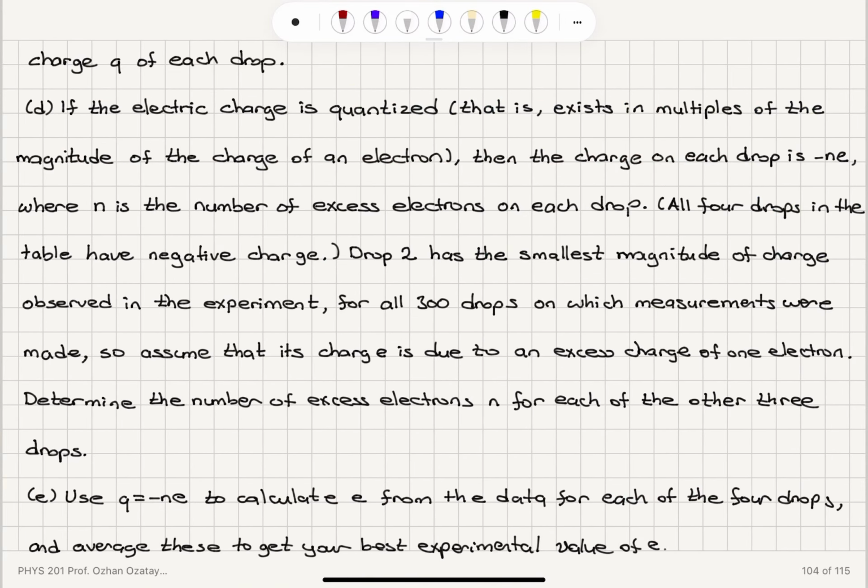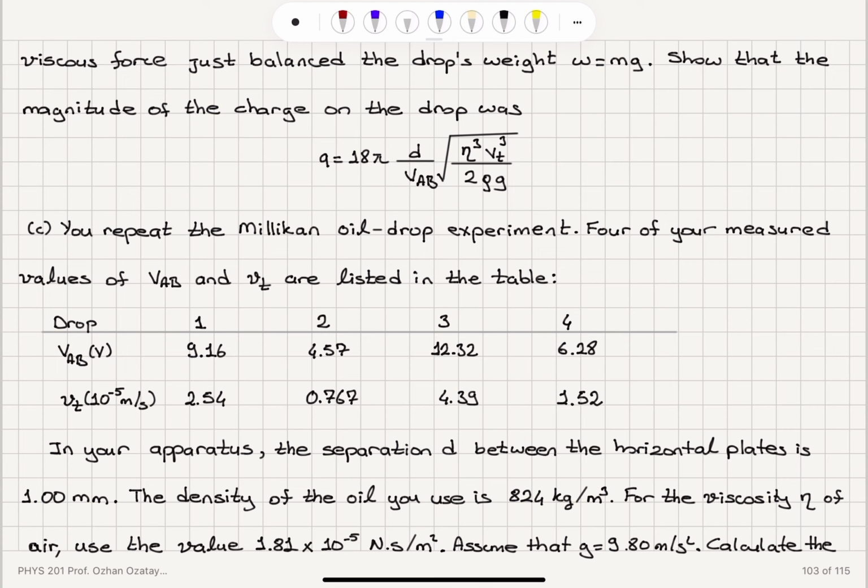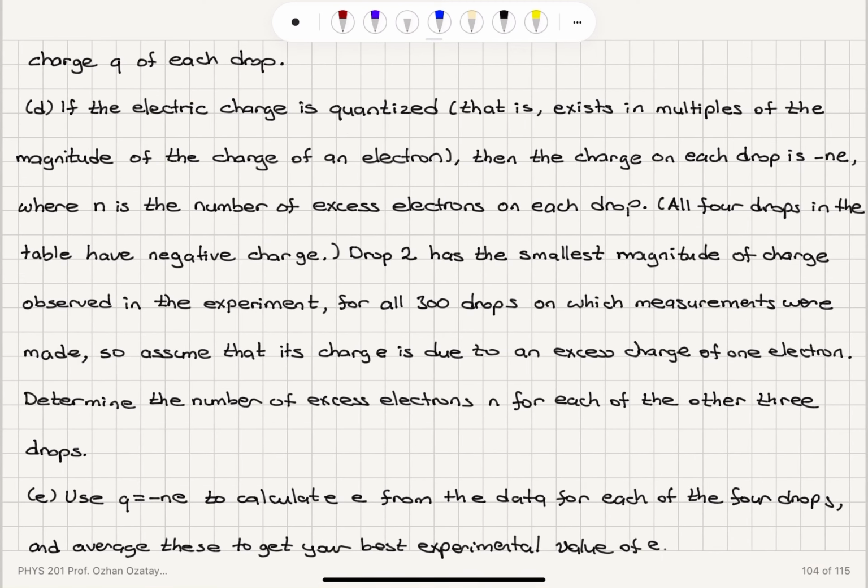Now in part C, we have a set of data. You repeat the Millikan oil drop experiment. 4 of your measured values of the potential difference and the terminal speed are listed in the table. In your apparatus, the separation D between the horizontal plates is 1 millimeter. The density of the oil you use is 824 kilograms per meter cube. For the viscosity of air, we use the value 1.81 × 10^-5 newton seconds per meter square. Assume that g is equal to 9.80 meters per second square. Calculate the charge of each drop.